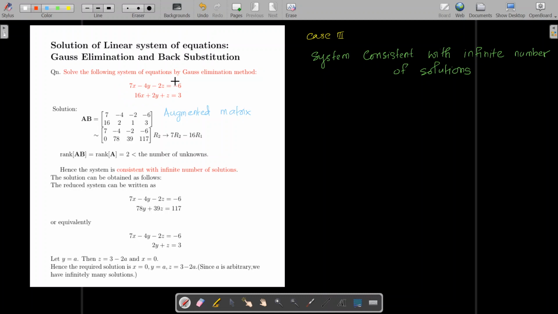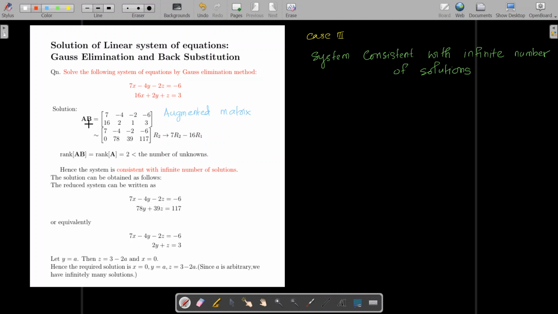Solve the following system of equations by Gauss elimination method. 7x minus 4y minus 2z equal to minus 6, 16x plus 2y plus z equal to 3. Solution. We are first going to write the augmented matrix.